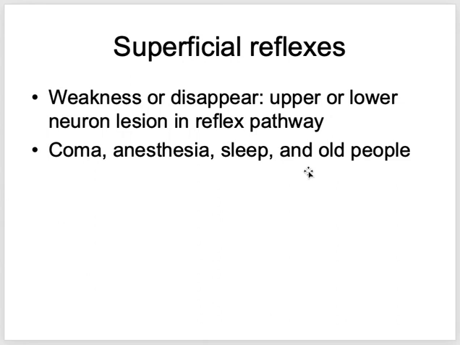So most of the time, we check the deep reflexes in the human body. For example, we check the bicep, the tricep, the patellar, the ankle. Okay. They are also called tendon reflexes.